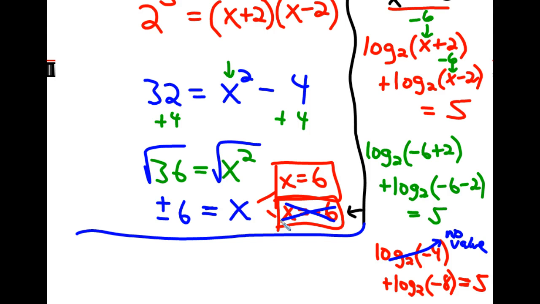If you check positive 6, it actually works out fine. If you want to, maybe we could do that real quick just by erasing the negative sign here and see what happens. Right, so let's erase that negative sign. We're going to plug in 6 for x. We'll end up getting 6 plus 2 in the first logarithm and then 6 minus 2 in the second logarithm. Right, and so what we end up getting is log base 2 of 8.